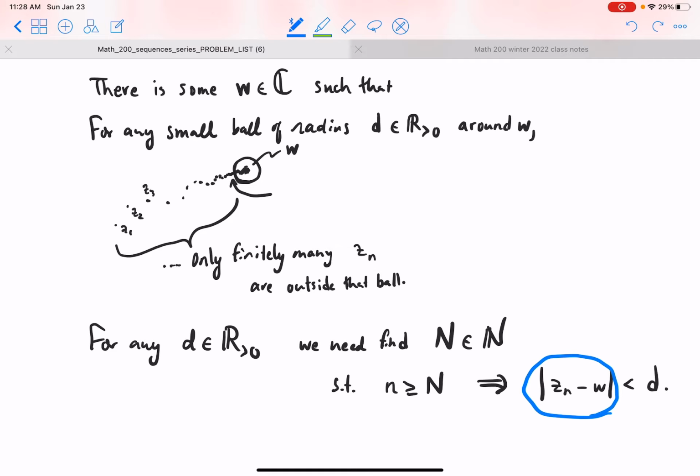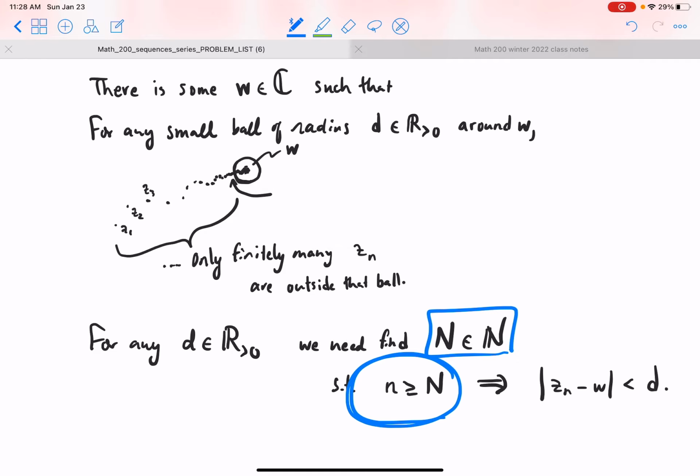Z sub n and W have distance less than d. They are within d of each other. And this means infinitely many parts, like all these parts of the sequence are in there. That means, and that's the cutoff, that only finitely many z sub n are outside the ball. That means z1, z2, z3, all the way up to z sub N minus 1 are outside the ball. That's only finitely many.